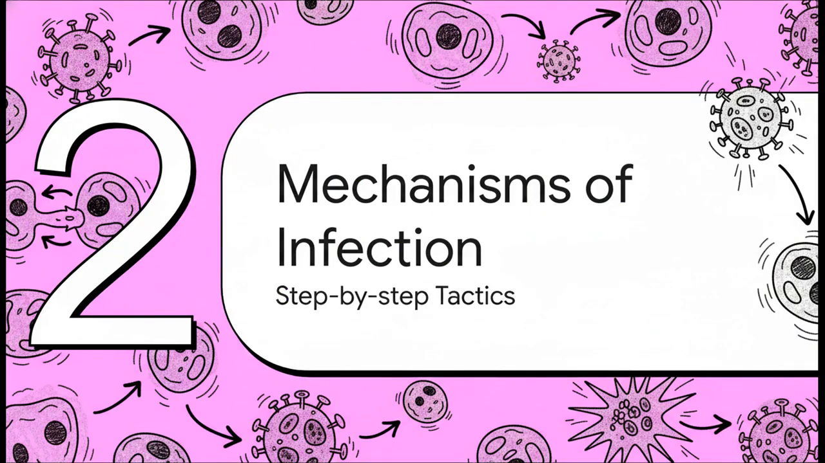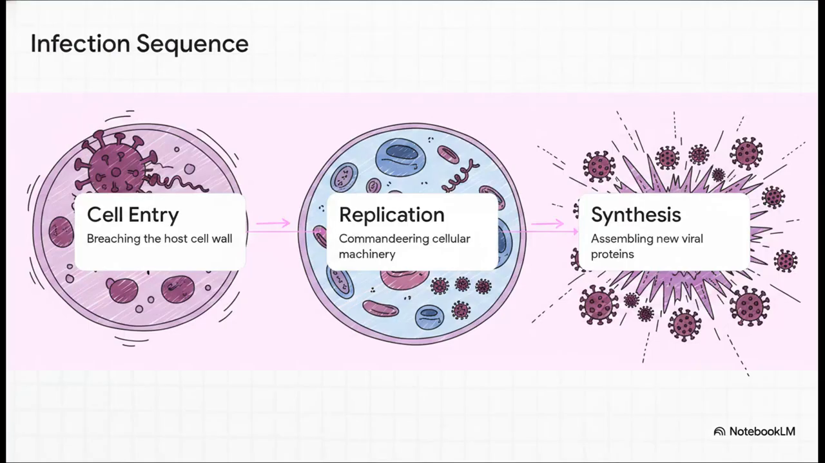Moving on to Section 2, Mechanisms of Infection. Now that we've sketched out the anatomy, let's look at the dynamic, step-by-step tactics these structures actually use to launch an attack. So, every viral invasion follows this incredibly ruthless three-step sequence.